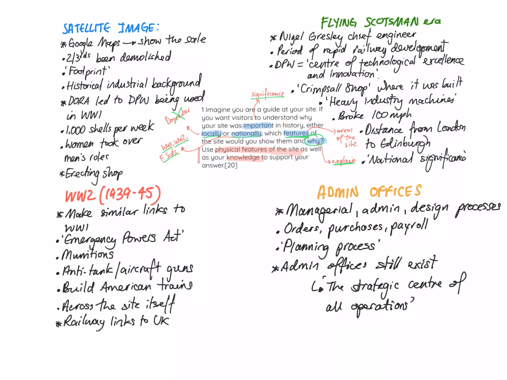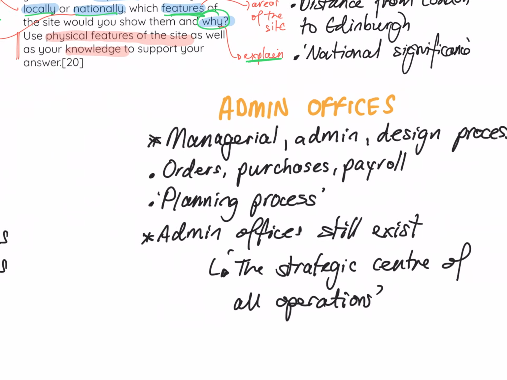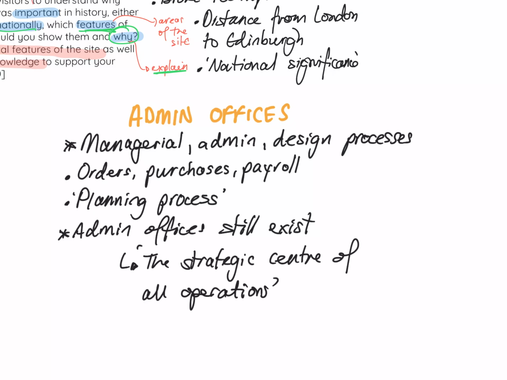The final one revolves around the admin offices, the admin officers. As we can see here, the admin offices are the managerial and design process. The administration revolves around things like where orders would take place, where purchases were made, where people got paid. So what was central to everything was the planning process. Whether it was the Flying Scotsman, World War I, or World War II, none of the success that the plant works had on a national level was possible without these admin offices.